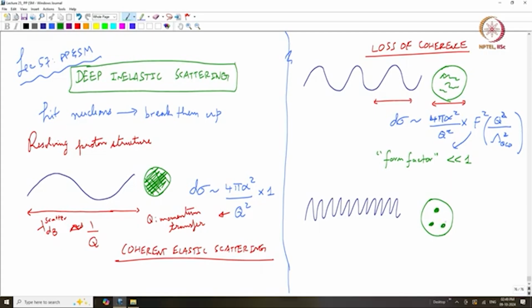What I have drawn here are what are known as the valence quarks. We know that the proton is made of uud, for instance, right. So we start seeing all that, okay. This is what I would call deep scattering, okay, deep, because I am now scattering on the constituents themselves.